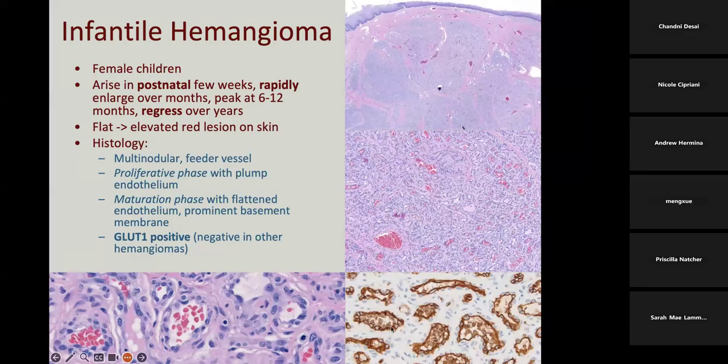And you can see GLUT1 here being positive in the cytoplasm slash membrane of the endothelial cells. Remember that GLUT1 transporter is also present on red blood cells, so ignore the RBCs in the lumen and focus on the peripheral endothelial cells. If you get this in the regressive phase, it might be somewhat more paucicellular with more stromal component.